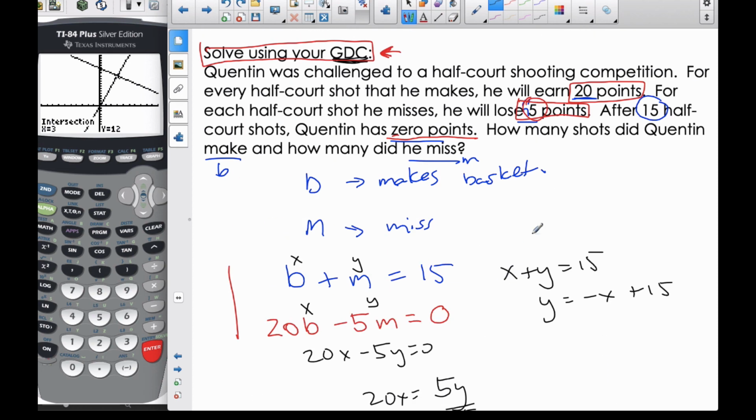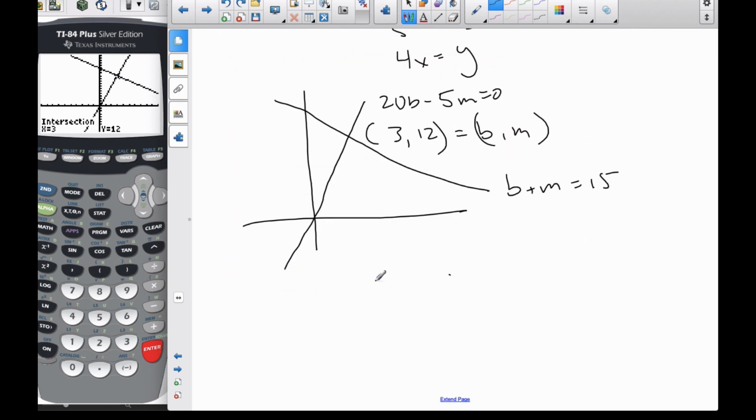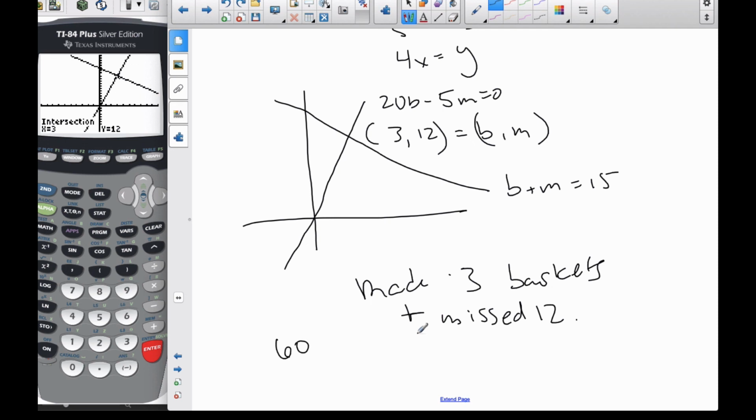So now to answer the question: how many shots did Quinton make and how many did he miss? I know that he made 3 baskets and missed 12. One thing I like to do is see if it makes sense. If he made 3 baskets, that's 60 points. And if he missed 12 times 5, that's 60. They add up to 15 as well. Sounds good. All right.